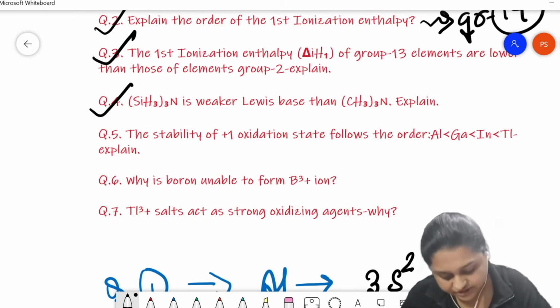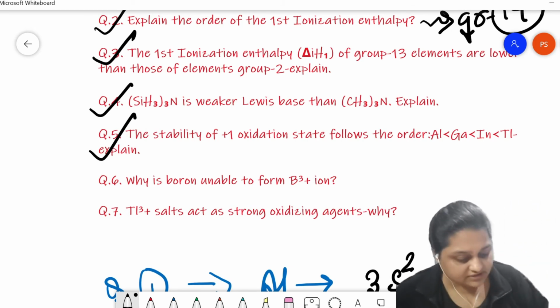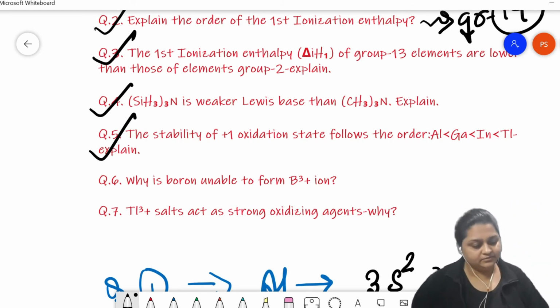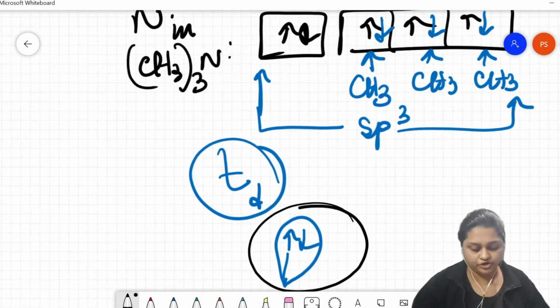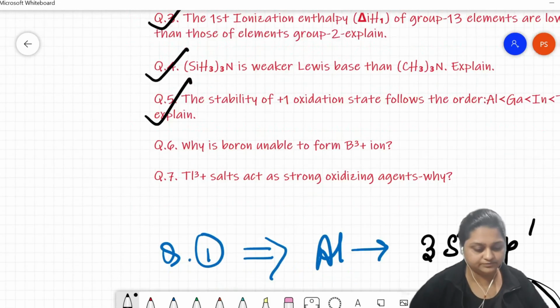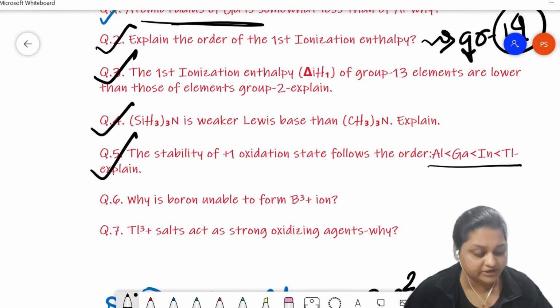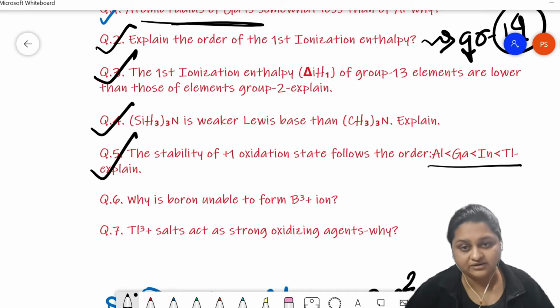The fifth question is saying that the stability of the +1 oxidation state follows the order aluminium less than gallium less than indium less than thallium. Now explain. This can be explained on the basis of electronic configuration. When we go down the group from aluminium, gallium, indium, thallium, incorporation of 3d electrons and 4f electrons occurs.